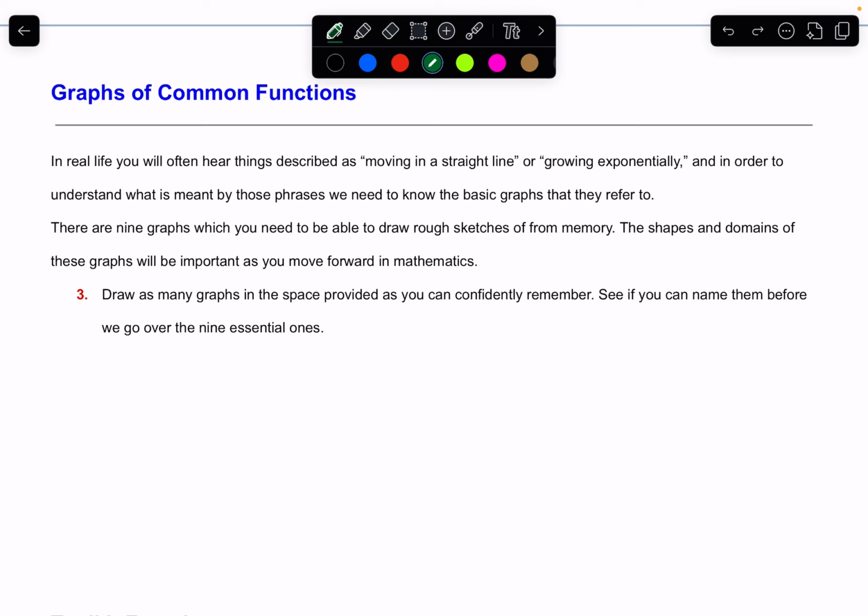So there are 9 graphs which you need to be able to draw rough sketches of from memory. So these are things you need to have down, just like a flashcard type of learning experience here. The shapes and domains of these graphs are going to be very important as we move forward.